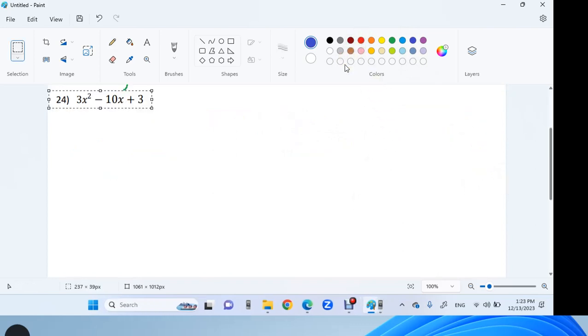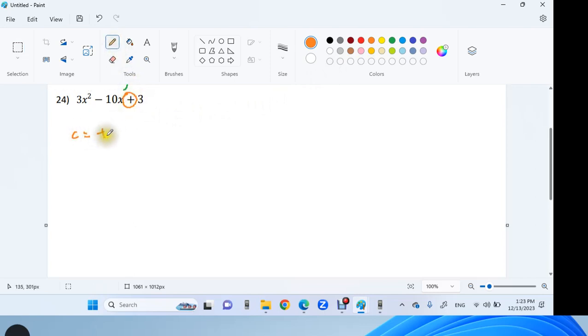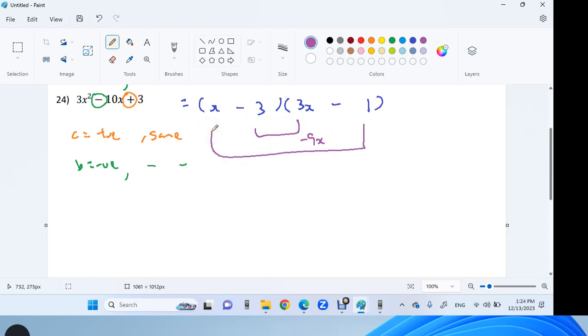Okay, so we have the C is positive here, so we have the same sign. And then B is negative value, then we have negative, negative. So for this one, we have x and 3x. So 3 is 1 times 3, 1, 3 or 3, 1. So it's 3, 1 here. So we have the minus, minus here. So this is minus 7x and this is minus x. So it's minus 10x. So this is the answer.